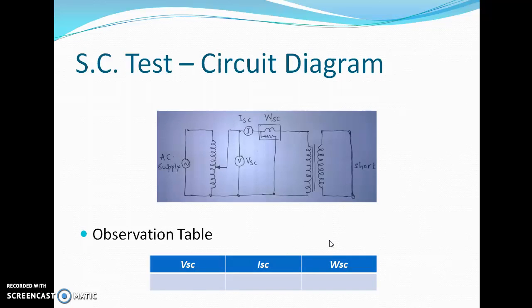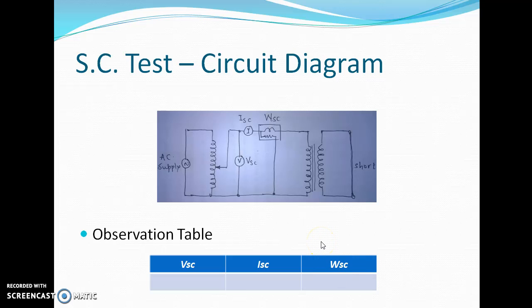So this is the circuit diagram wherein an auto transformer is used for variable supply to give the reduced voltage to the winding, and the other winding side is shorted. Meters are connected in the first winding, and readings of VSC, ISC and WSC are noted down.